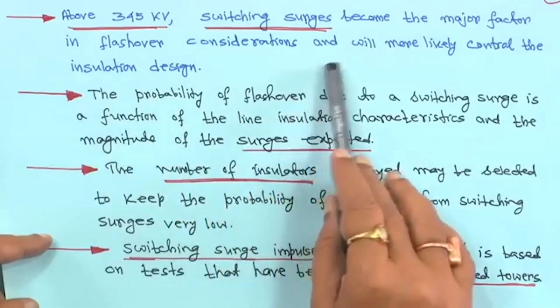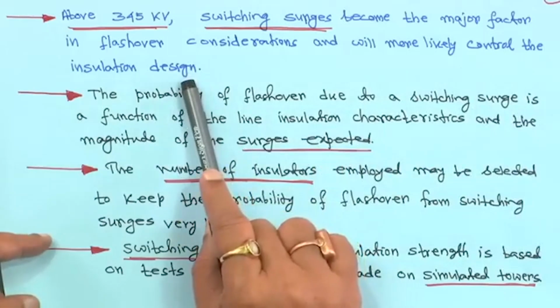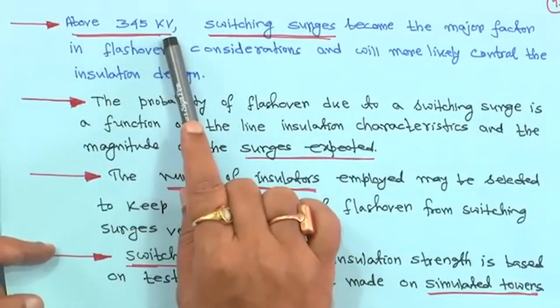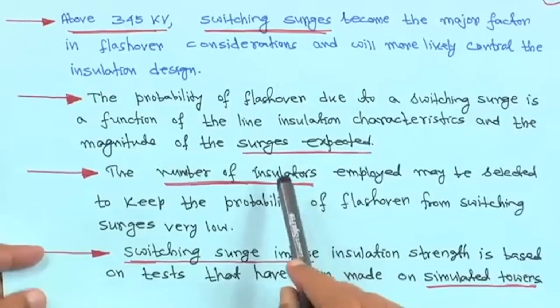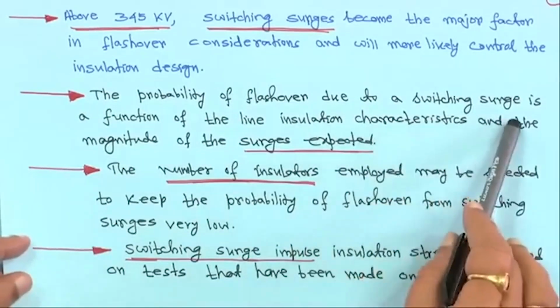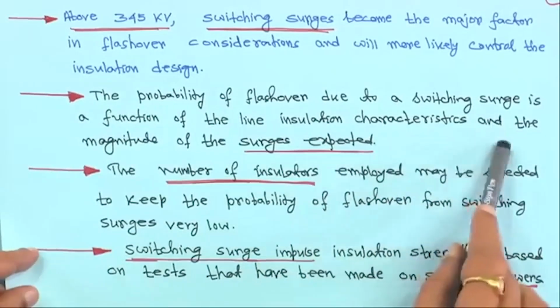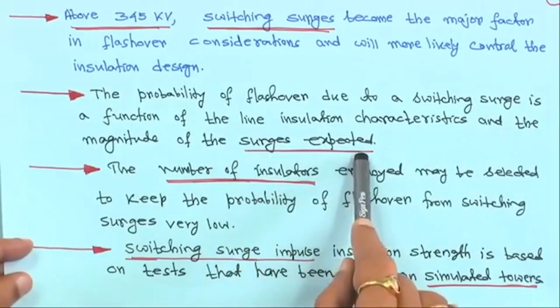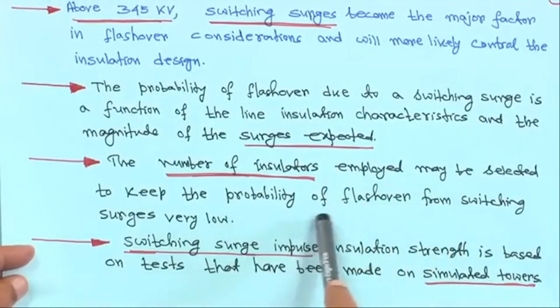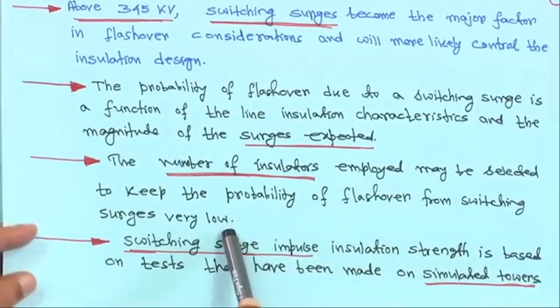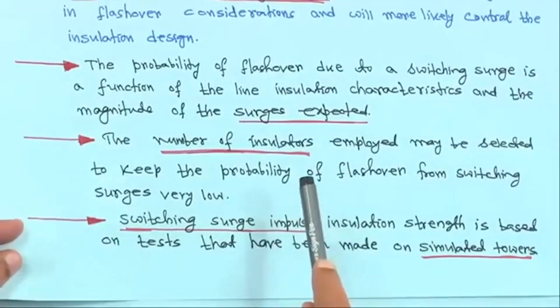So, above 345 kV, switching surges become the major factor of flashover consideration and will more likely control the insulation design. So, if the voltage level is above 345 kV, then of course switching surges become the major factor in flashover consideration, right. Now, the probability of flashover due to a switching surge is a function of the line insulation characteristic and the magnitude of the surges expected, right. So, the number of insulators employed may be selected to keep the probability of flashover from switching surges very low. So, all these factors you have to consider.